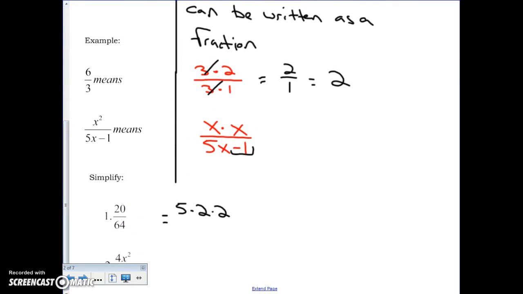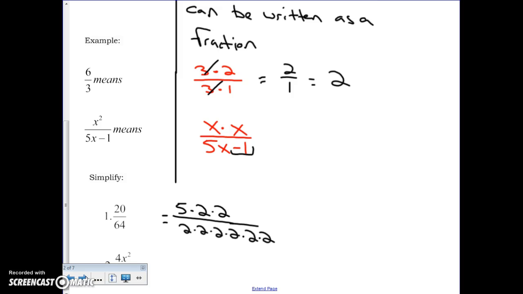20 can be written as 5 times 2 times 2. 64 can be written as 2 times 2 times 2 times 2 times 2 times 2. Don't believe me? Put it into your calculator. You could also say it's 2 to the 6th power. But anyways, once you factor both the numerator and denominator completely, you can cancel out your common factors. And what that's going to do is reduce the fraction for you. So that's what the calculator does when you do 20 divided by 64, math, enter, enter. It does all of this for us.